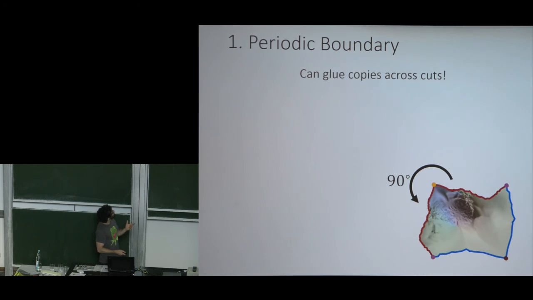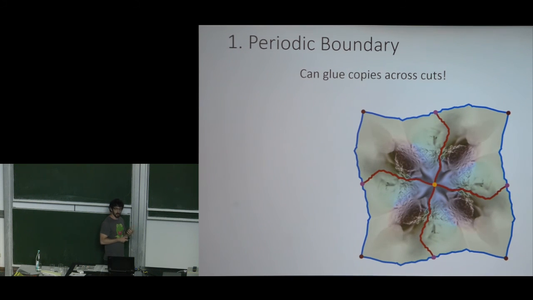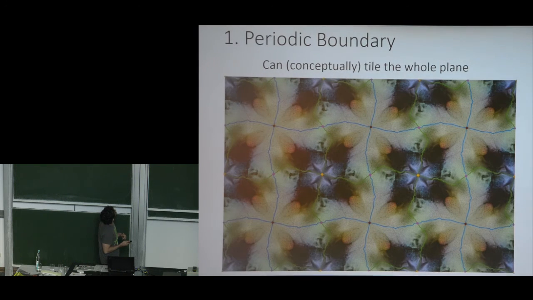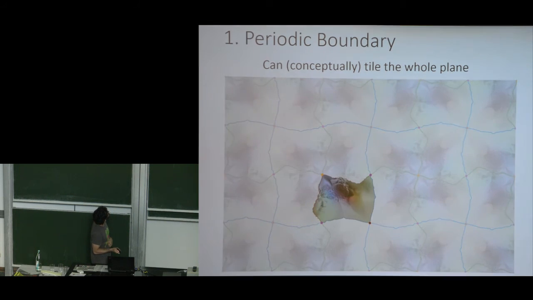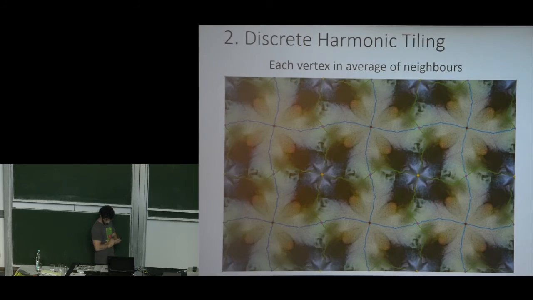And what's nice to see is that once we have this periodic boundary, you can imagine we take copies of this mesh and glue them to one another so as to create this tiling. And actually, we can continue this tiling until we conceptually tile the entire plane. Of course, what we actually compute is just one of these tiles, but we need to keep in mind that this basic tile enables us to tile the entire plane.